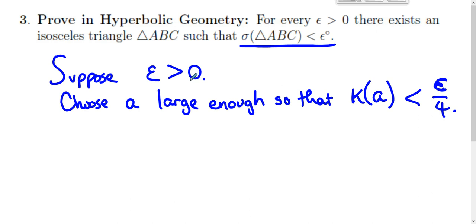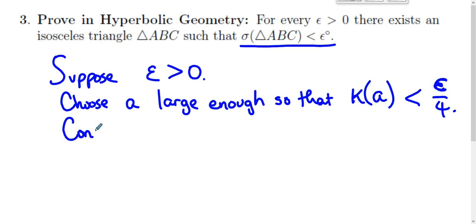Epsilon's a teeny tiny positive number. Think about a teeny tiny positive number, then divide that number by 4. That's what you want kappa of A to be less than. So you want to find on the kappa function an A that's really, really big so that kappa of that A value is less than your number. Remember, the kappa function is a decreasing function, and so as it's decreasing, it eventually crosses this threshold. Where it crosses this threshold, that's A.